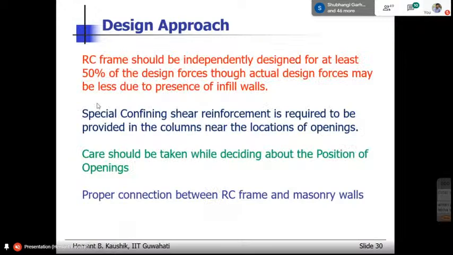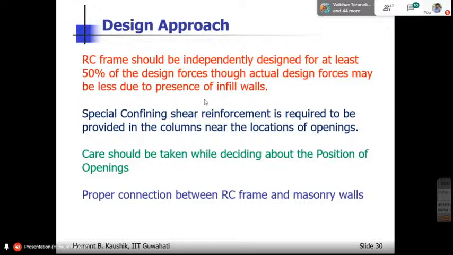now our code will actually be forcing the designers to design this RC frame for at least 50% of the design process. Okay, even if the infill walls are there. So you have to model your structure twice. One without infill walls, but considering the mass of infill walls, and one considering the stiffness and strength of the infill walls.